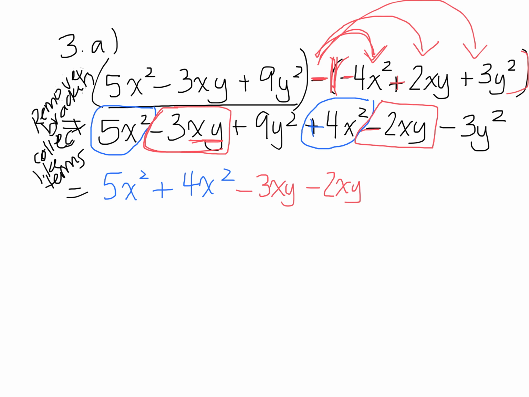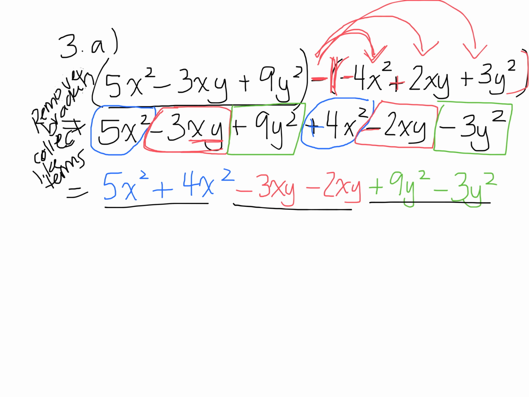Then we have a positive 9y squared. Are there any other terms here that have just the y squared? Positive or negative? Good, so now I can put these together. Positive 9y squared and negative 3y squared. Okay, so now that we've collected the like terms, this is really long. Now that I've grouped my like terms together, I want to make this expression shorter. I'm going to simplify it.